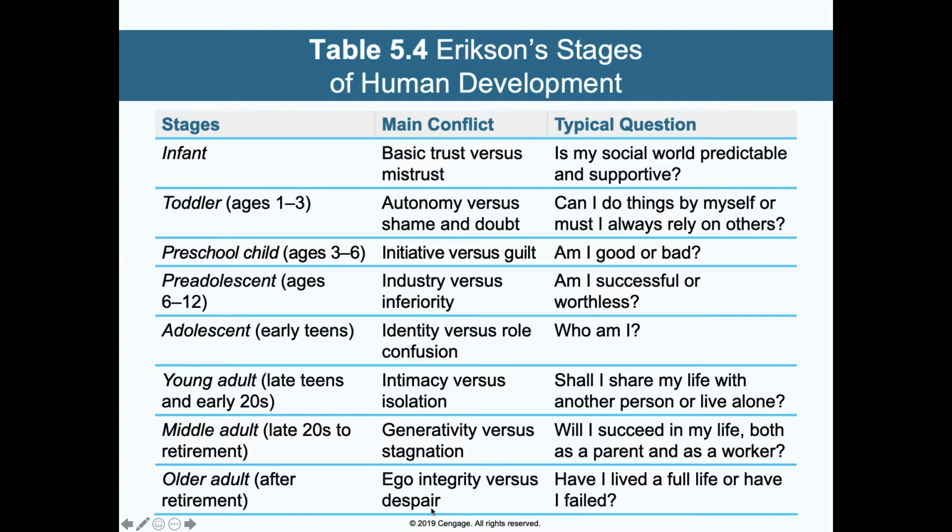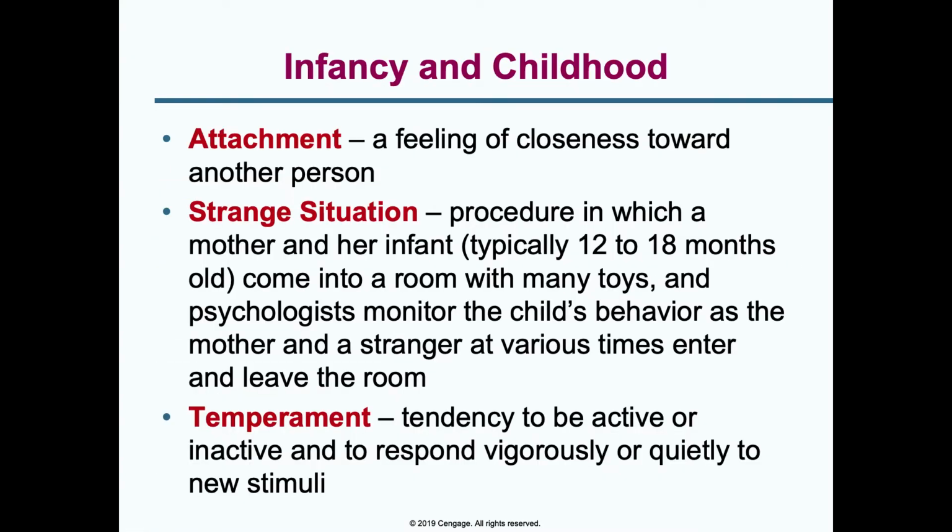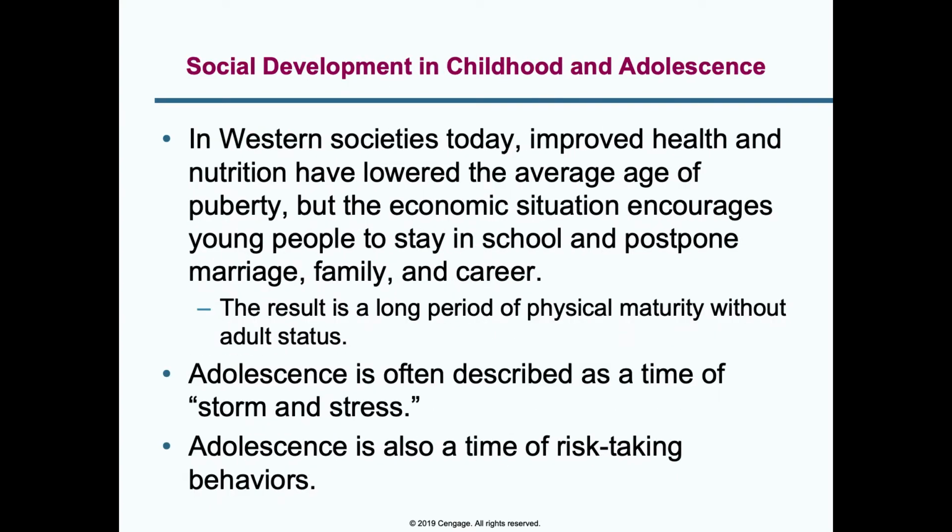Okay, so there's a little bit more on each of these as the presentation goes on. We covered this slide on attachment, and we're moving into now social development. Social development in childhood and adolescence has to do with technically relationships with age mates, which become increasingly important in the childhood years and then into the adolescent years.